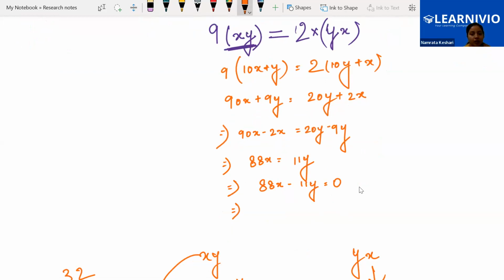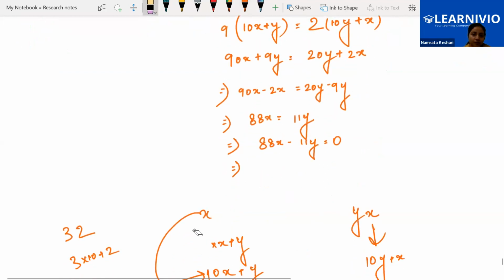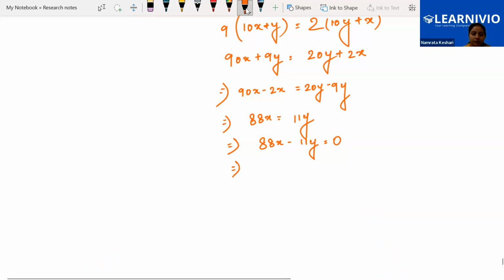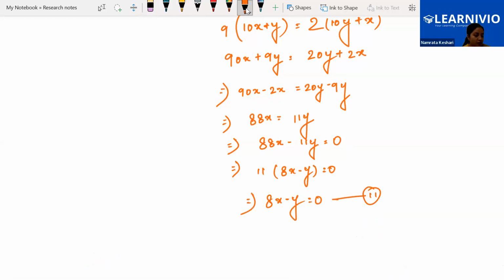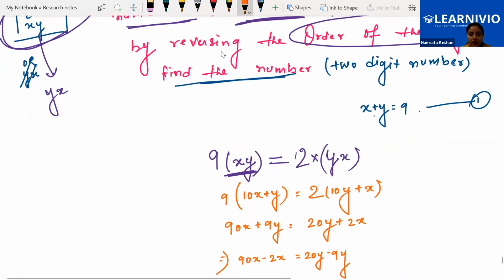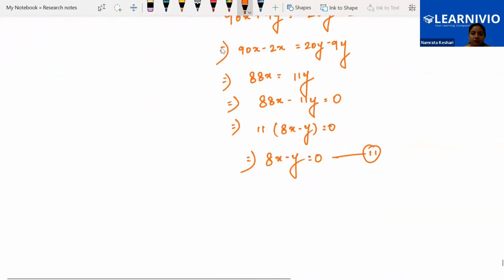Yes. Then we can take any common factor which can be taken over here. 11. If we take 11 as a common factor, then our equation will become 8x minus y equals 0. Exactly. So basically it will become 8x minus y equals 0, right, Arya? Yeah. This is our equation number 2. And x plus y equals 9 is our equation number 1.